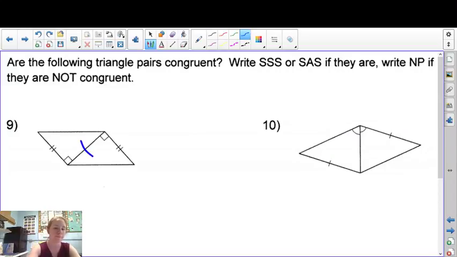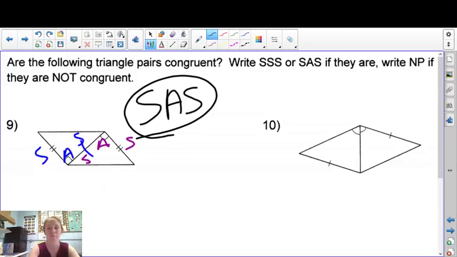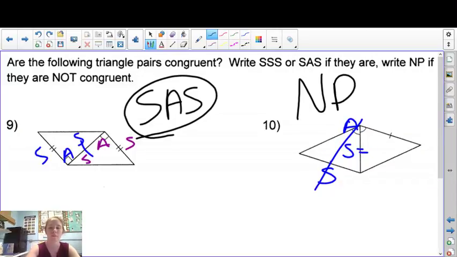Ooh, look, freebie. All right, I have a side, I have an angle, then I have a side. I have a side, I have an angle, then I have a side. Oh, they match, guys. Ooh, look, freebie. I have a side, and then an angle. Does that even work? Nope. It's not one of our things. NP.